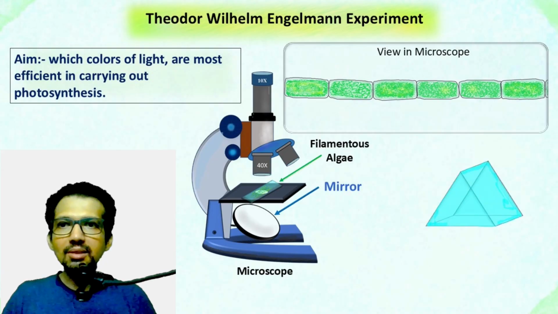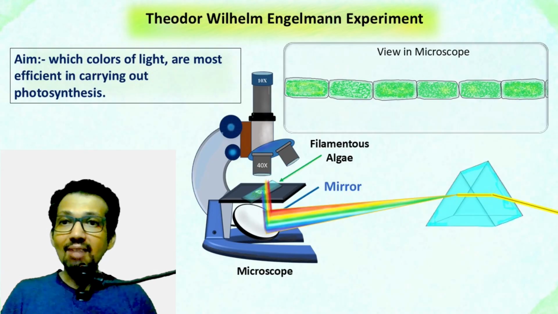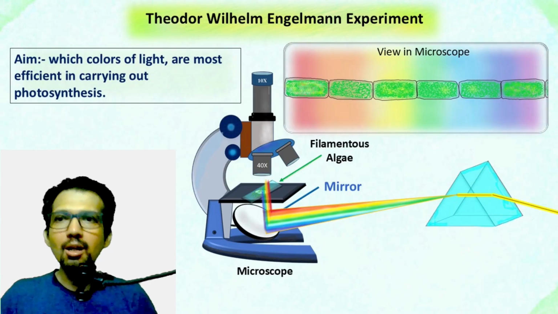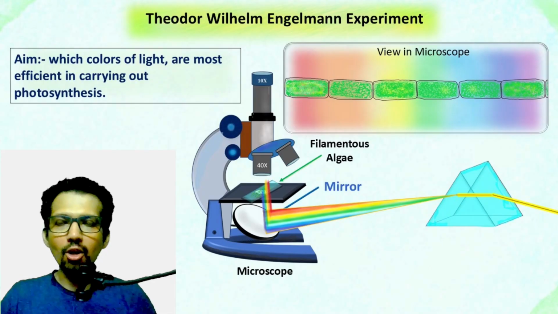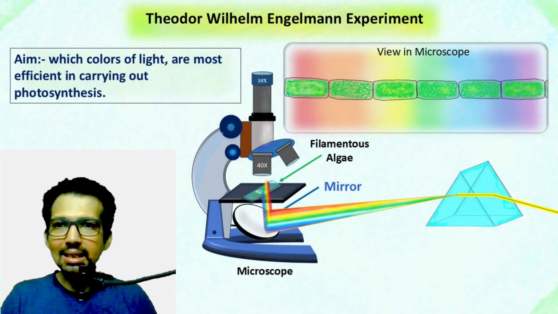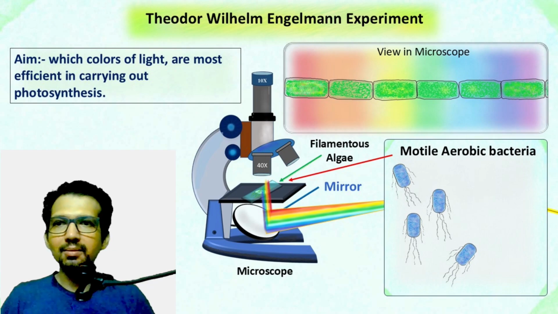So he used a prism to get a rainbow of colors. The 7 colors of the rainbow were then allowed to fall on the specimen, which was placed on the stage of the microscope. Once this setup was complete, he then mixed a culture of motile aerobic bacteria on the slide.